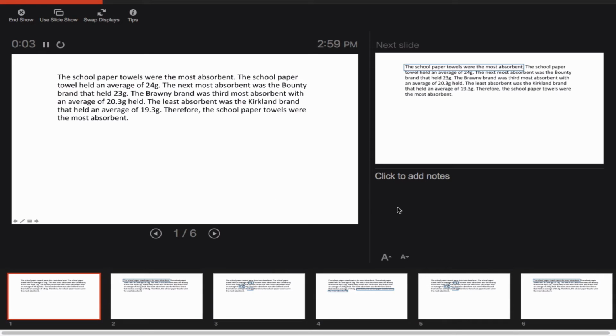And here's our conclusion for the data that we had. It said the school paper towels were the most absorbent. The school paper towel held an average of 24 grams. The next most absorbent was the Bounty brand that held 23 grams. The Brawny brand was the third most absorbent with an average of 20.3 held. The least absorbent was the Kirkland brand of paper towel that held an average of 19.3. Therefore, the school paper towels were the most absorbent.